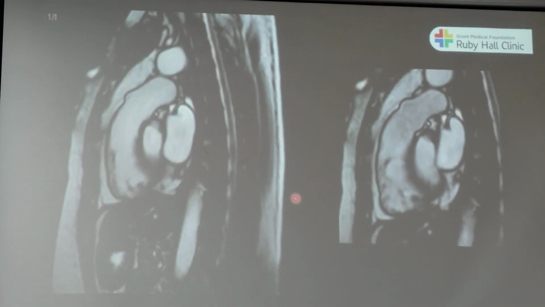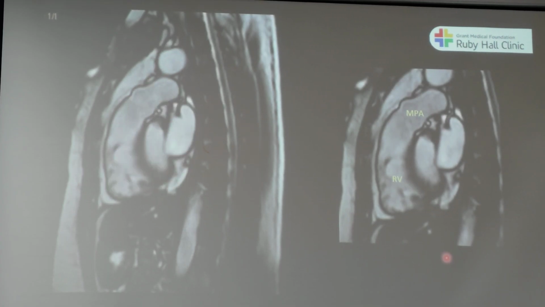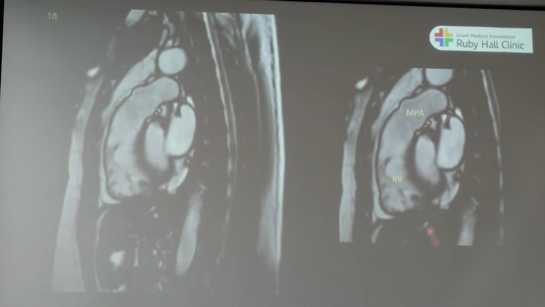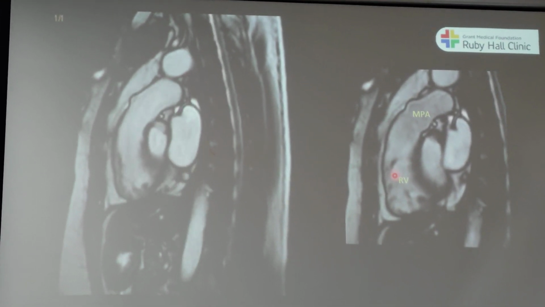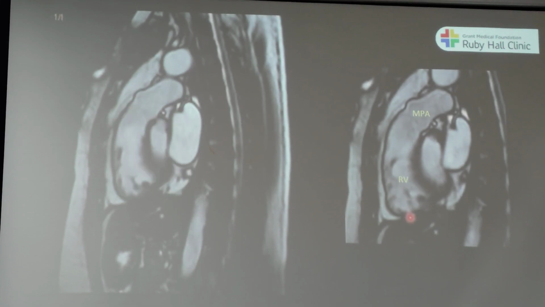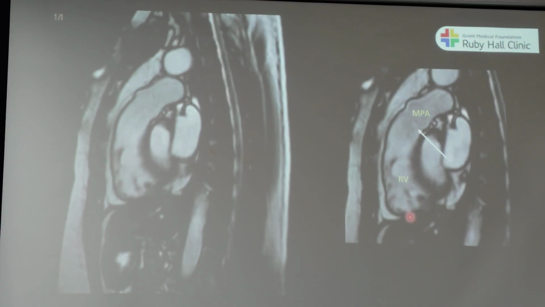So this is the RVOT view, where you are seeing the MPA arising from the RV over here. Right? So why is this an RV? Why is this not the LV? Look at the wall. The moderator band you are not able to see over here because this is not in that plane. But if you see that wall, it's thin, it's not a thick wall. Again, this is anteriorly located. So the anterior most chamber is your RV. Right. And the valve between them is the pulmonary valve.